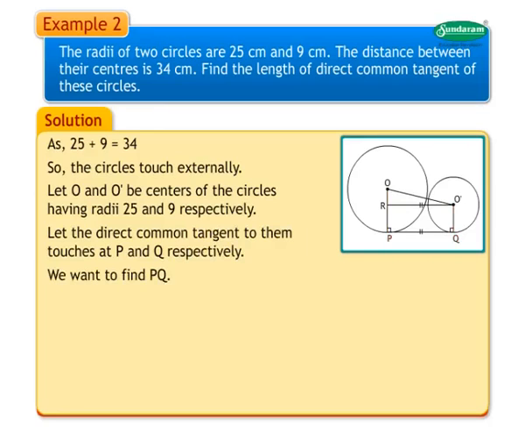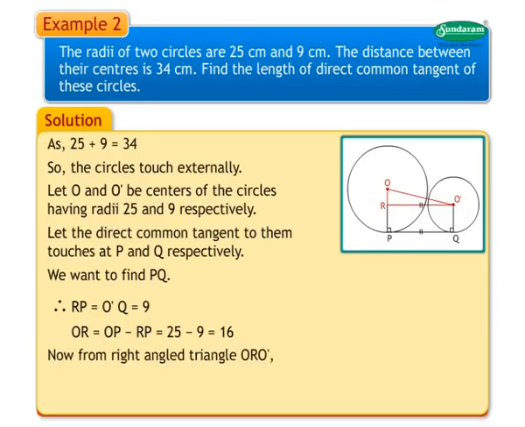Draw O'R parallel to PQ. Therefore, RP is equal to O'Q is equal to 9. OR is equal to OP minus RP is equal to 25 minus 9 is equal to 16. Now, from right-angled triangle ORO', OO' square is equal to OR square plus RO' square. 34 square is equal to 16 square plus RO' square.